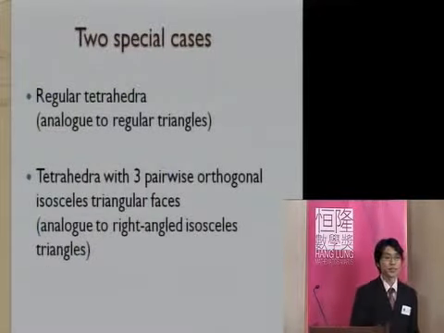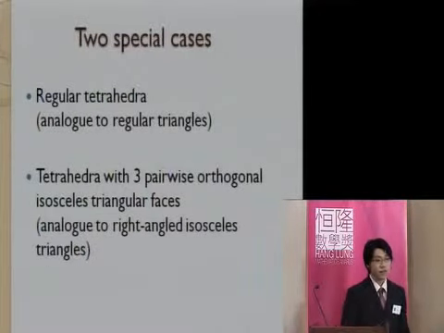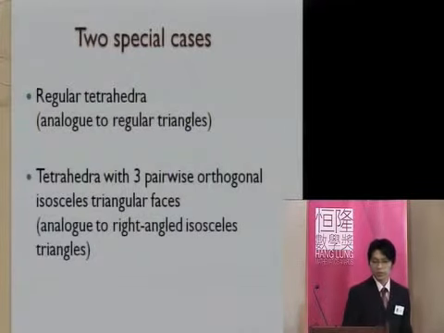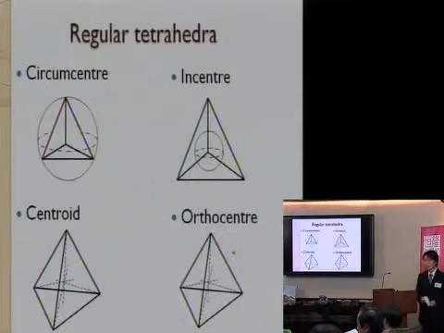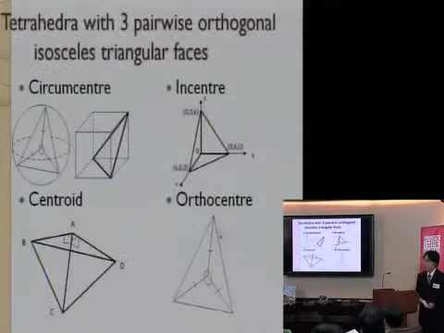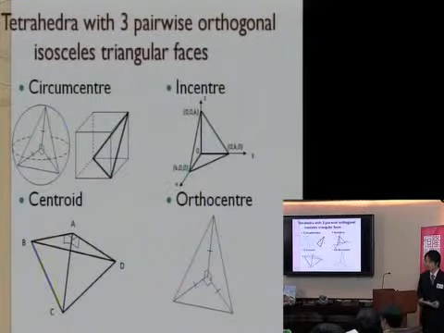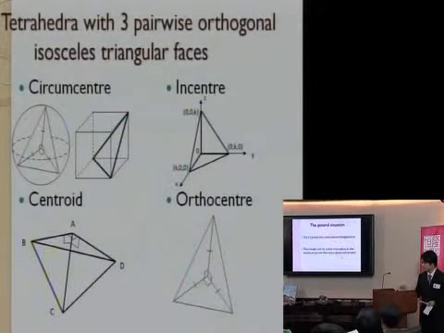Let's start with two special cases. The first case is regular tetrahedra, and the second one is the tetrahedra with three pairwise orthogonal isosceles triangular faces. We found that for these two cases, all four centers exist. And these two cases motivate us to carry on our study.